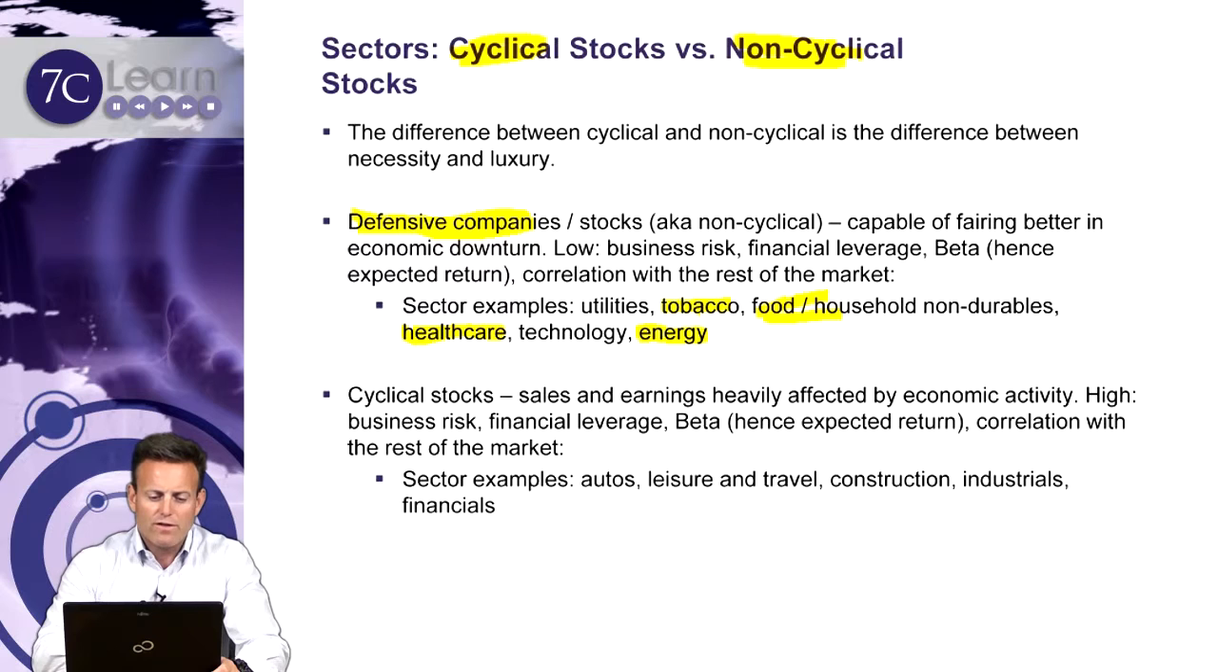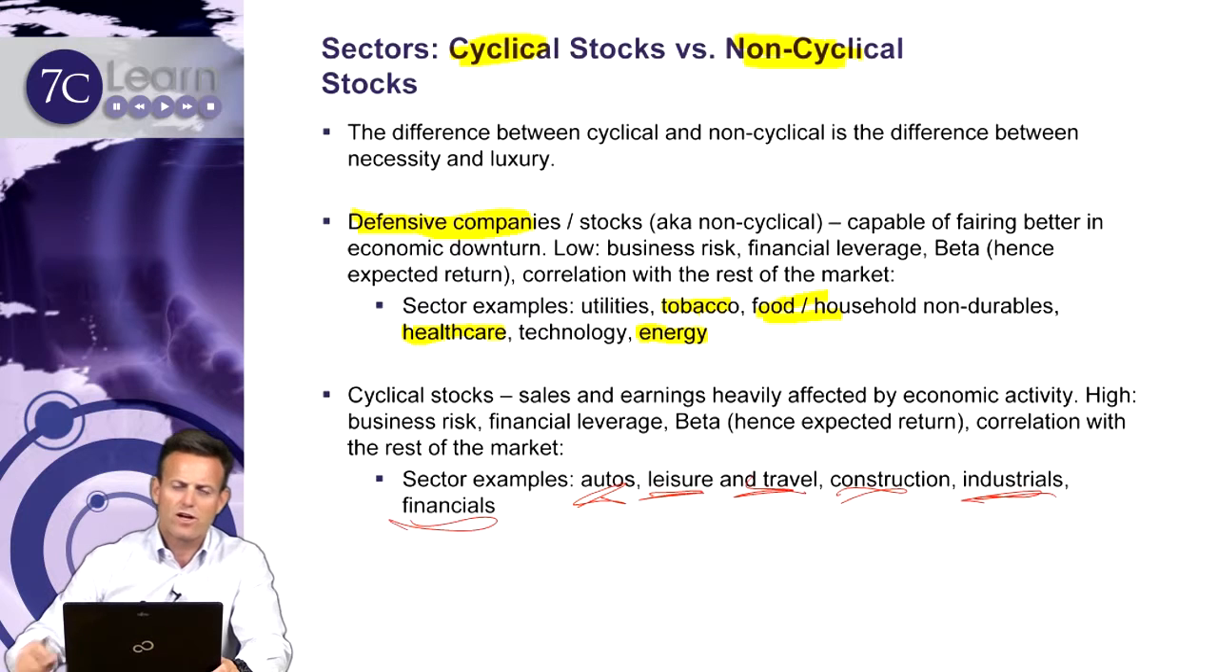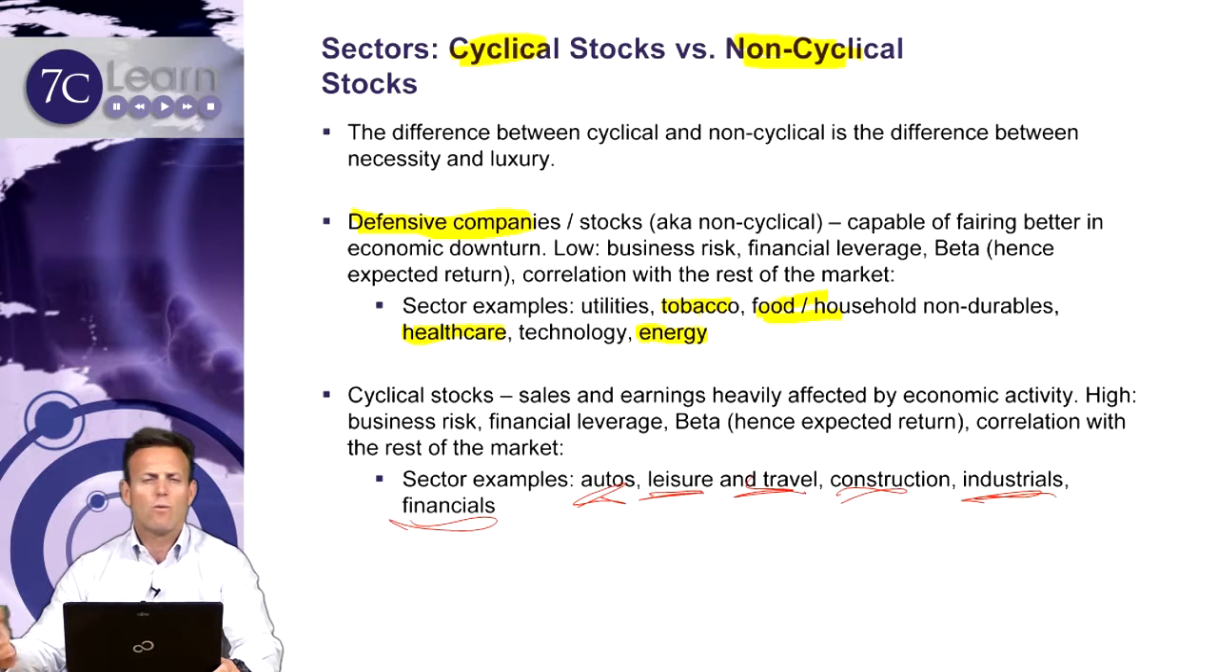Cyclical stocks would be things that tend to be highly exposed to economic cycles. So things like leisure, travel, auto industry for sure, construction, industrials, financial service companies tend to be very cyclical stocks. So they tend to do very, very well during an economic expansion, and those stocks tend to come under pressure during times of economic contraction or economic slowdown.